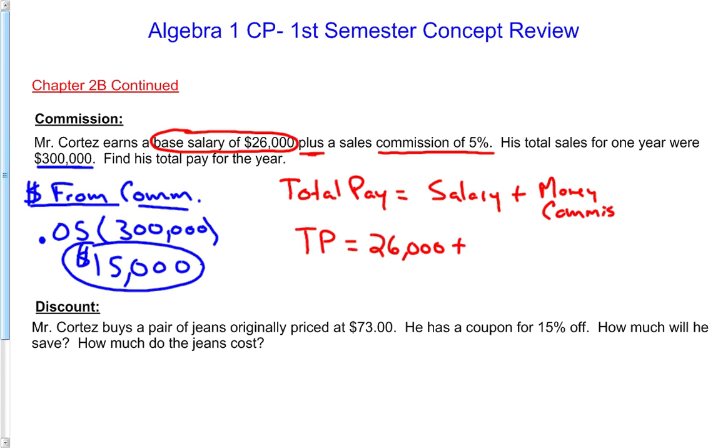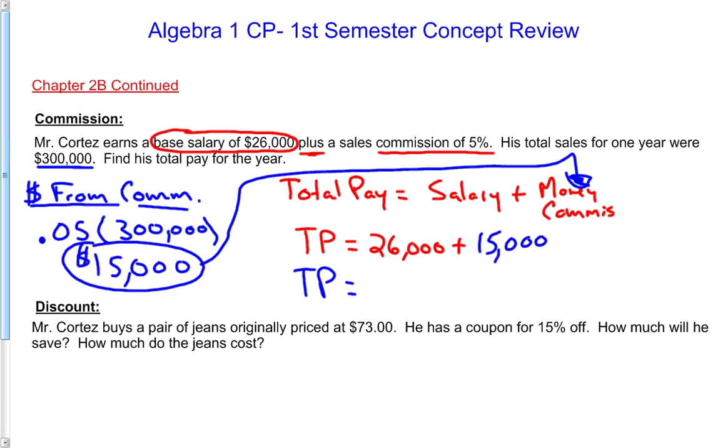So all we're doing is we're going to take that and put it right here in that money from commission spot. How much does he make from commission? $15,000. How much is his total pay or his total take-home amount? It's the salary plus this commission amount, which again is $15,000. All I'm going to do then is add those up. So the total pay is equal to $26,000 plus $15,000, which comes out to $41,000. So there's your answer, $41,000.